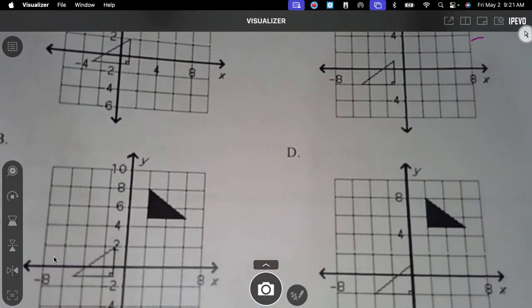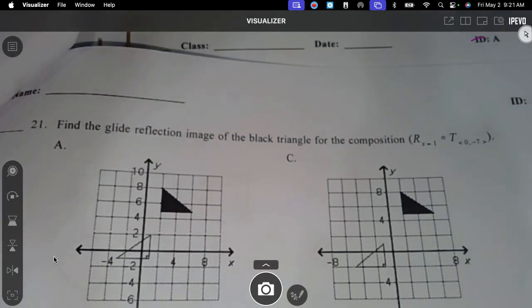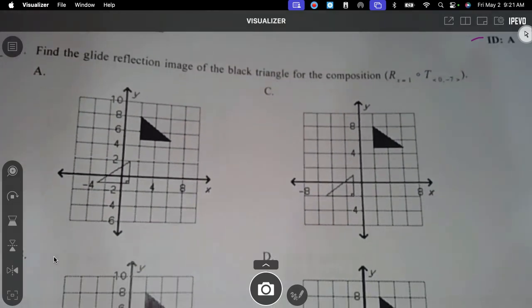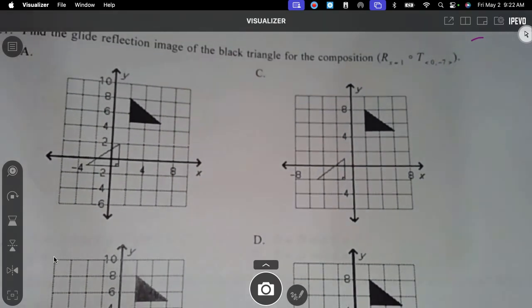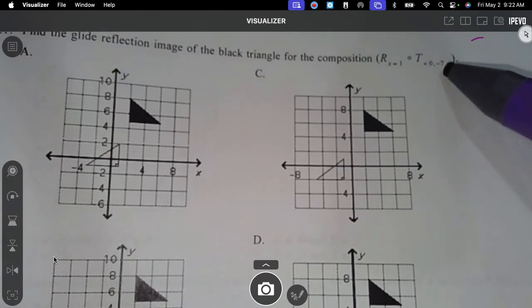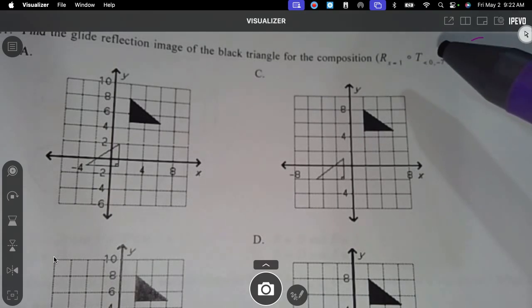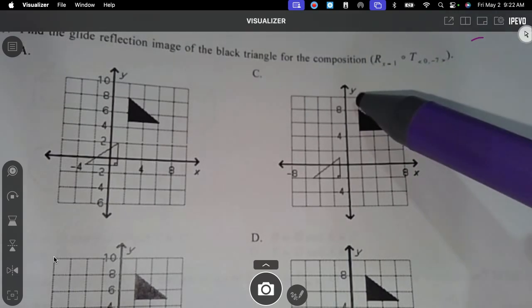All right, this one says, find the image from the black triangle. Okay, so we start with the black triangle and it wants us to do both of these. Which one do you do first? The one that's on this side, it's weird. But we're going to start here. So we're going to take our black triangle and translate it, and then we will reflect it.